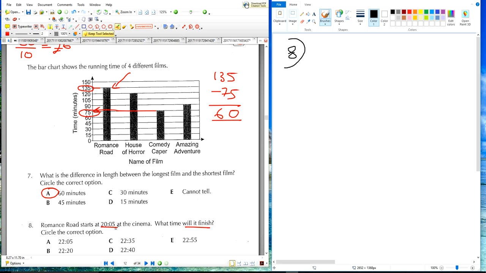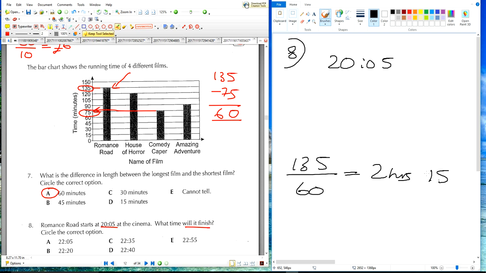So we have 20:05 at the cinema, and we said that the Romance Road is 135 minutes. So we have 20:05, and we got to add now 135 minutes. First of all, 135 minutes. Let's see how many is it. So 135 minutes. If we divide that by 60, that'll give us 2 hours. 60 times by 2 is 120, and that'll give you 15 minutes left over.